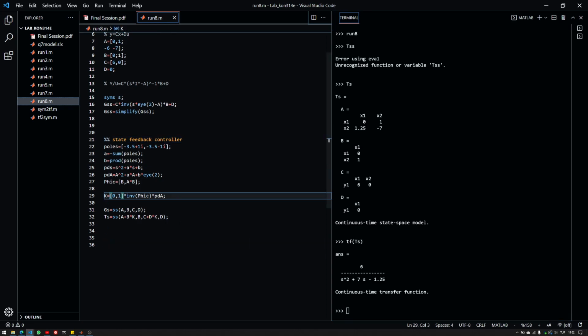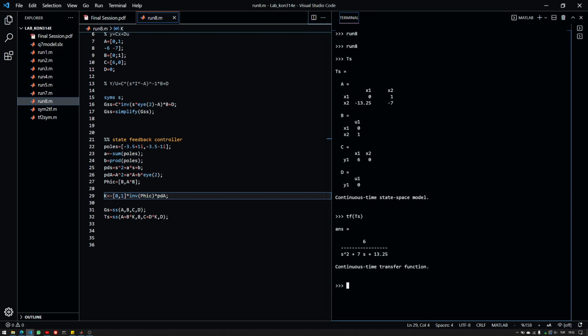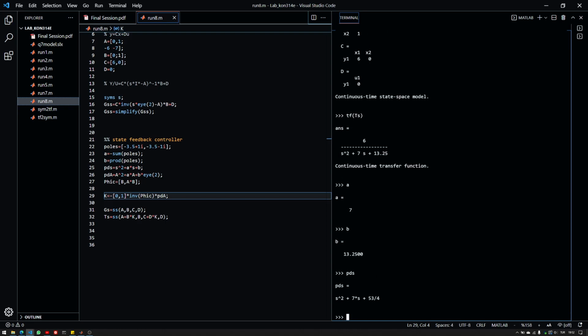Now, of course, we have forgotten to use a minus here, which depends based on your usage. So this is TS now, and this is the transfer function that we want to have. Now you can see that A and B are the coefficients here. So this is basically PDS. So we had PDS. This is the same here. 13.25 is 53 divided by 4.